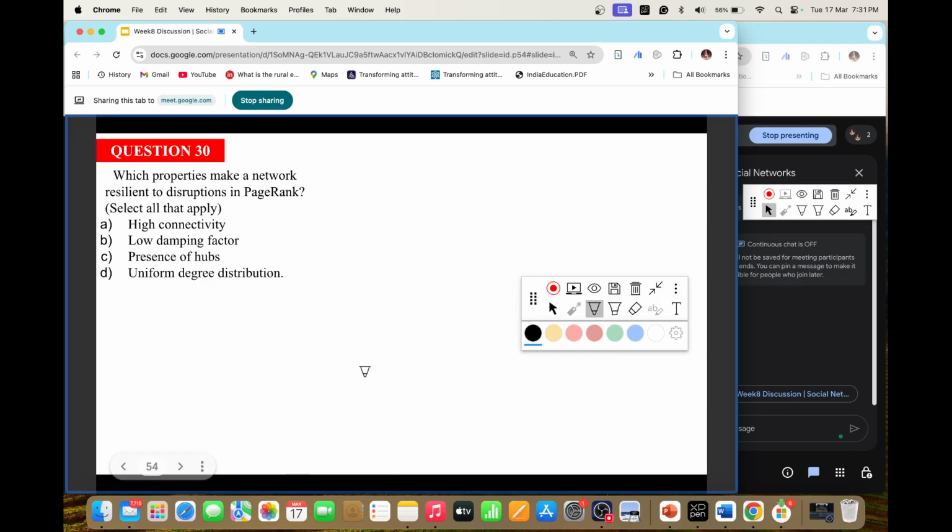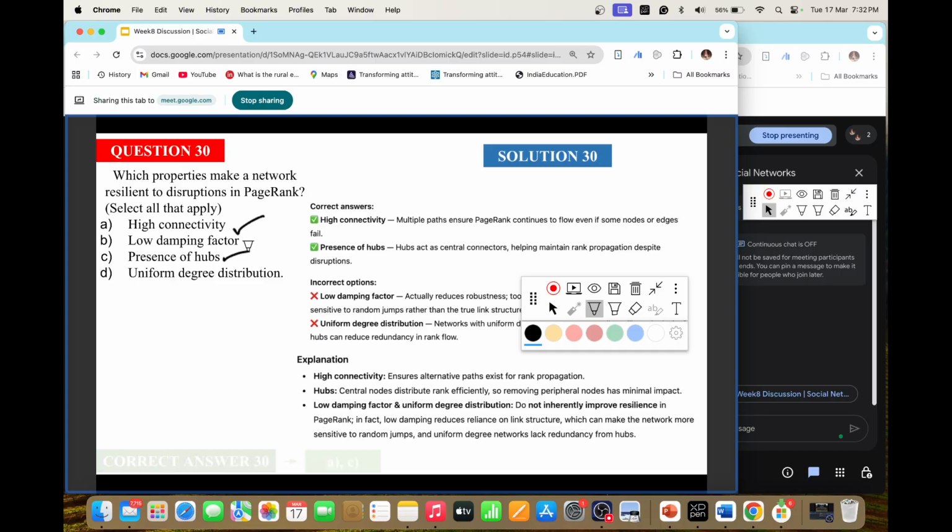Now the last question: which properties make a network resilient to disruptions in PageRank? High connectivity, low damping factor, presence of hubs, uniform degree distribution. So here it will be high connectivity and presence of hubs. That will make a network resilient to disruption in PageRank. Resilient means it is resisting the disruption in PageRank. That is high connectivity and presence of hubs.